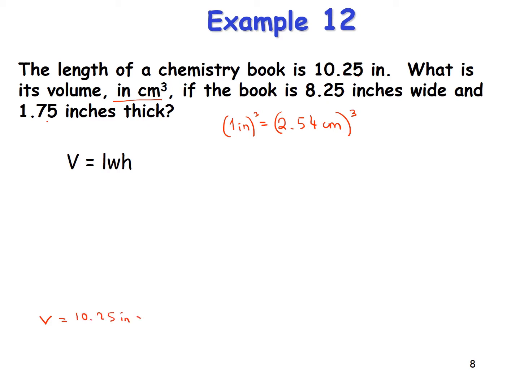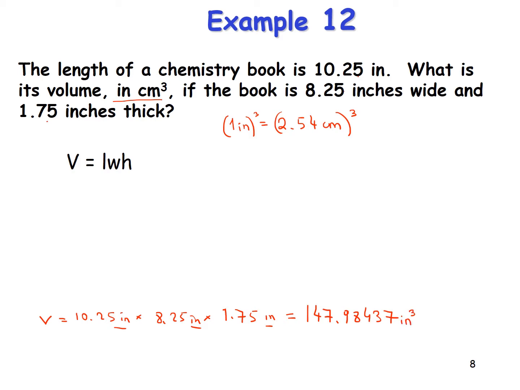Let's find the volume in cubic inches. So that's going to be 10.25 inches times 8.25 inches times 1.75 inches. And so 3 times multiplication of the inches, that's going to be cubic inch. So this is equal to 10.25 times 8.25 times 1.75. So we have 147.984437. So I won't round this off.